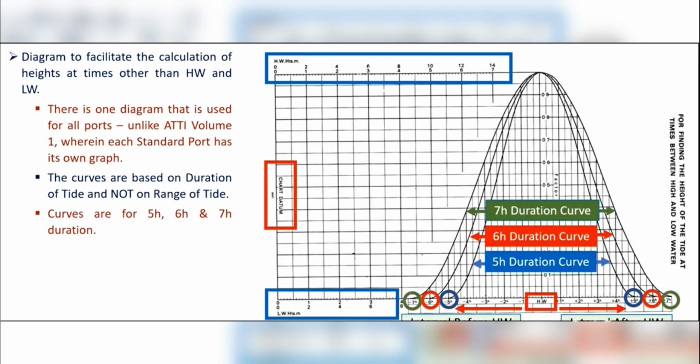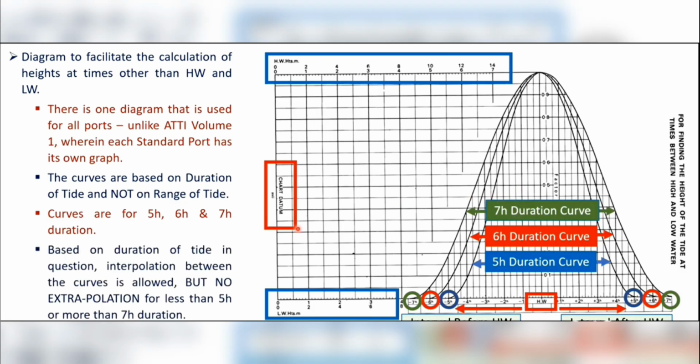Now, if our duration of tide falls between 5 and 6 hours or 6 and 7 hours, we shall do the linear interpolation, and interpolation can be visually done. But if our duration of tide happens to be outside the 5 to 7 hours range, extrapolation is not allowed. No extrapolation allowed, interpolation is allowed. Needless to repeat again, this side of the curve is obviously before high water, and this side of the curve is after high water.